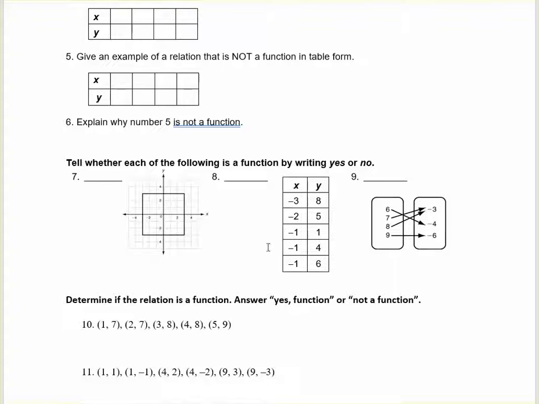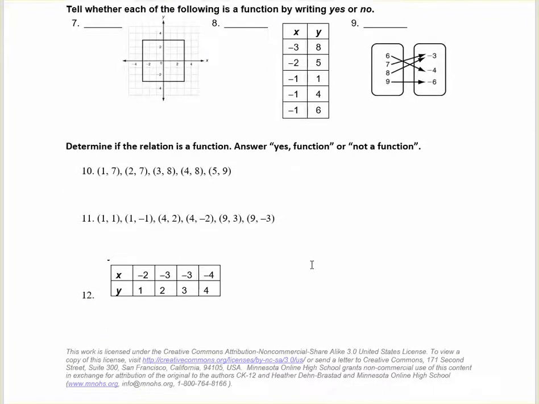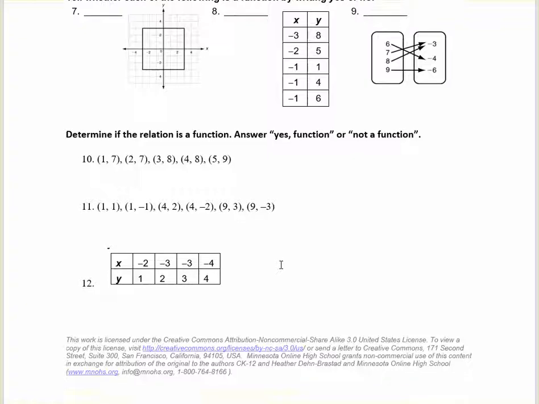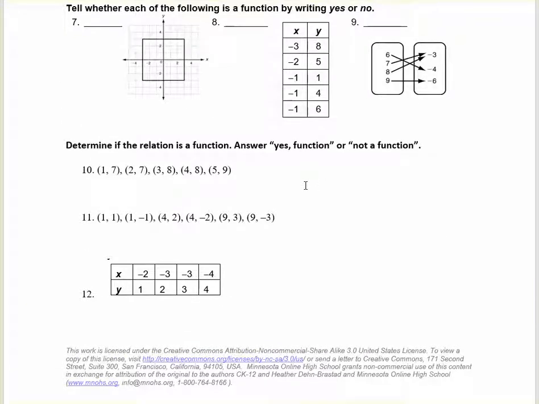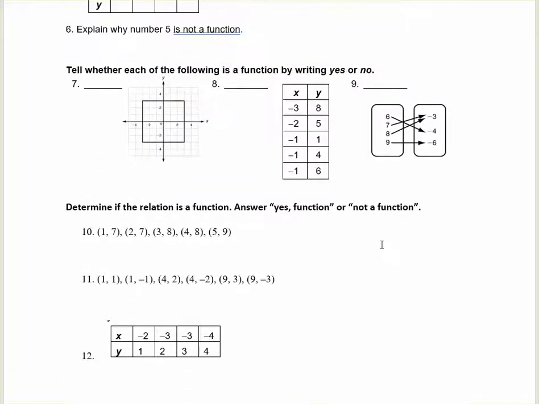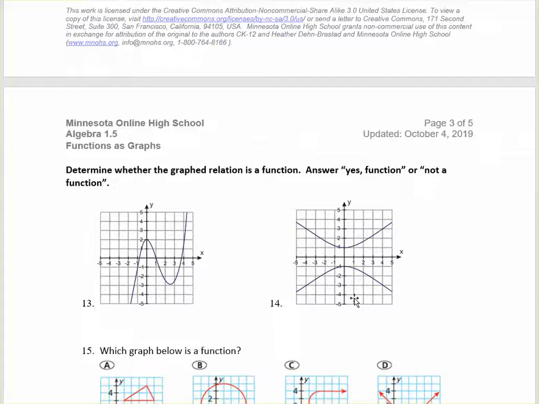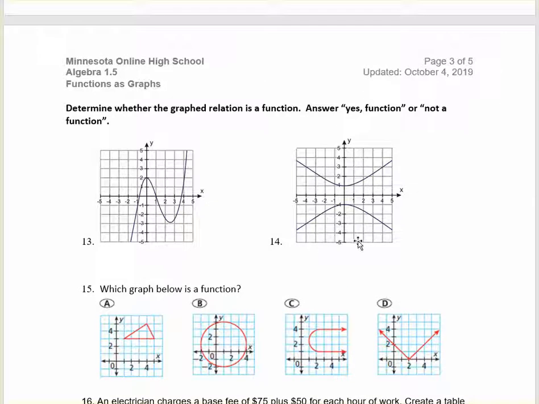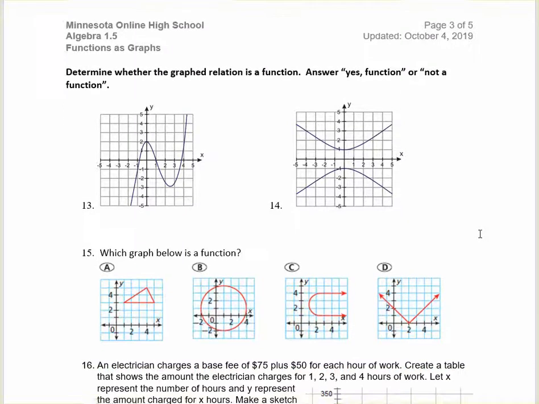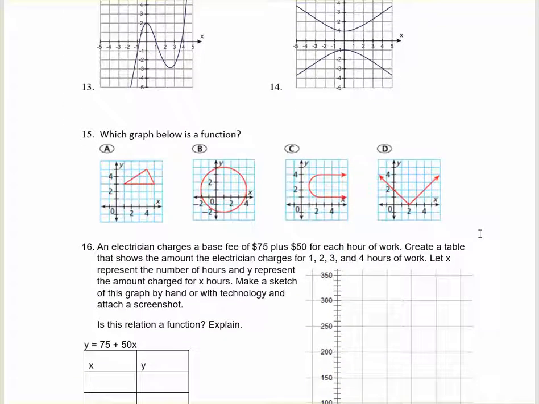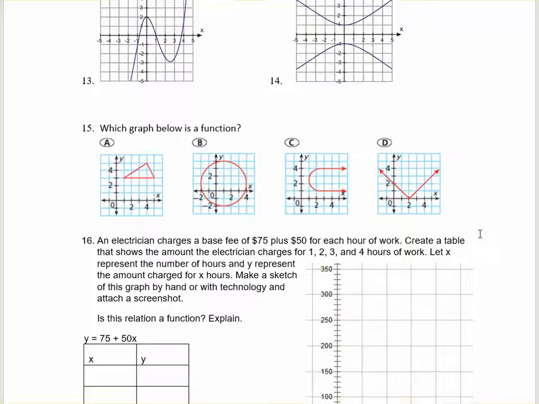For 7, 8, and 9, you only have to answer yes or no if it's a function. And that's the same in 10, 11, 12, and so on. So you only have to write yes, a function, or not a function. You don't have to do explanations for 7 through 12. Just be careful that you make sure you have the yes or no correct. Here's a couple that are graphed. And for these, you can, again, answer yes or no. And you can use the vertical line test if you have a graph. In 15, there's a graph, so again, you could use the vertical line test to check if you have a function.